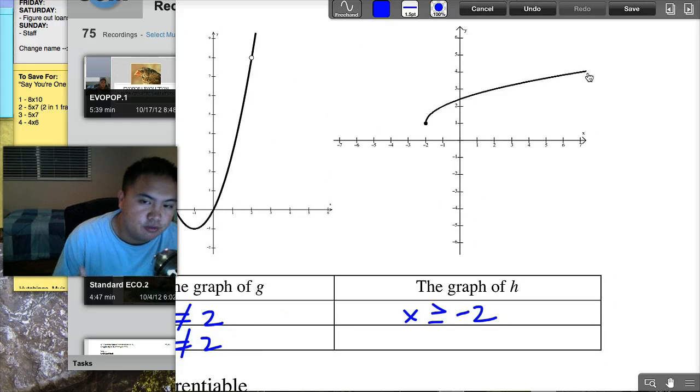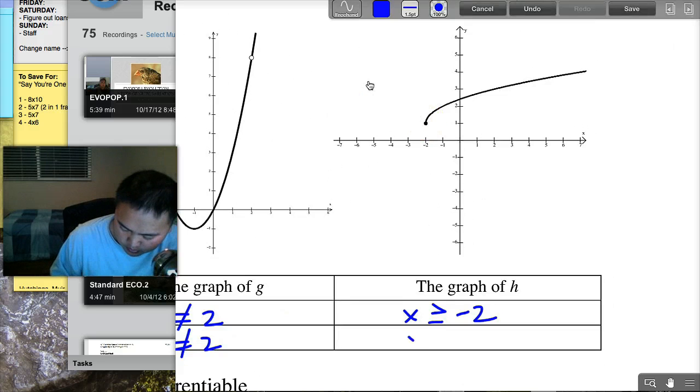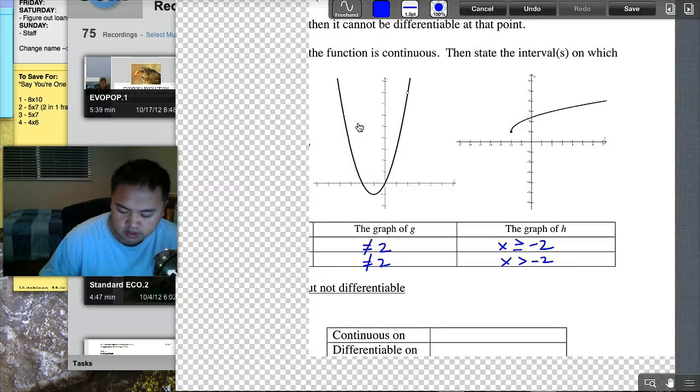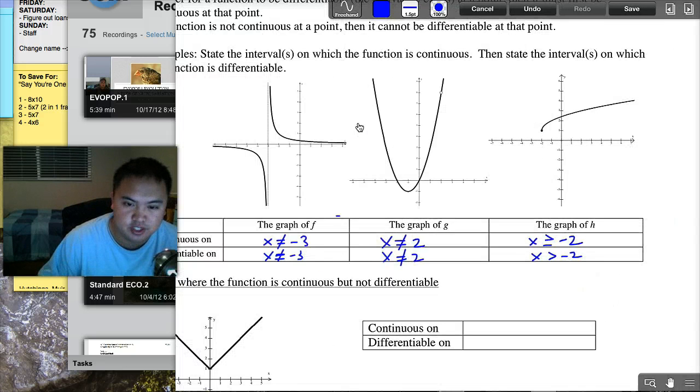But it is not differentiable at -2. The reason you can't take the derivative at -2 is, do you see how there's nothing coming from the left? For something to have a derivative, it has to have a matching left, a matching right, and the exact same value. But here at -2, there's nothing coming from the left. So this graph is differentiable everywhere for x greater than -2, but not including -2. So that's a basic definition of it.